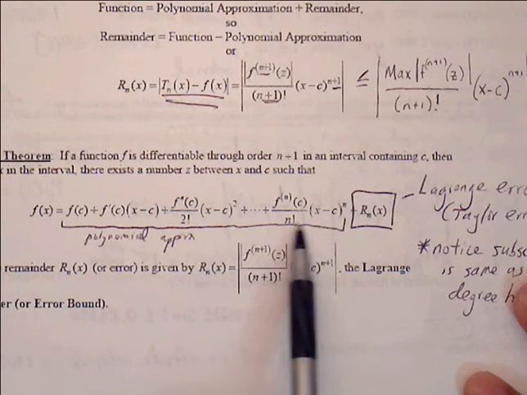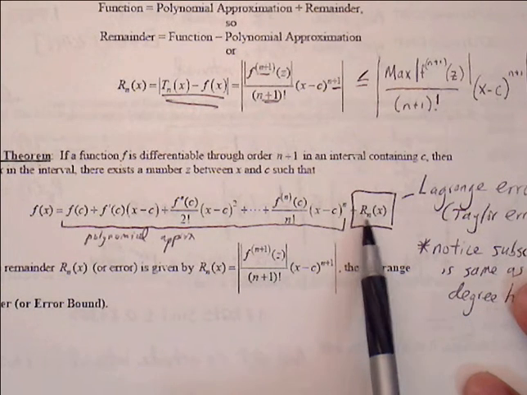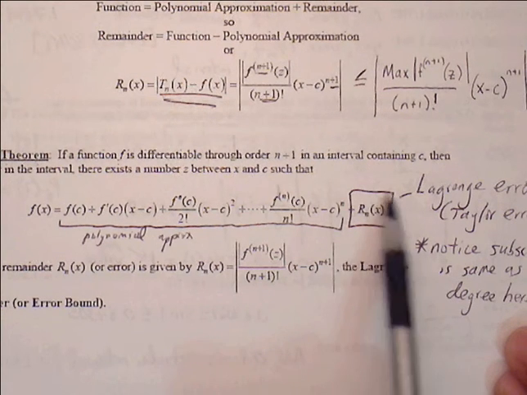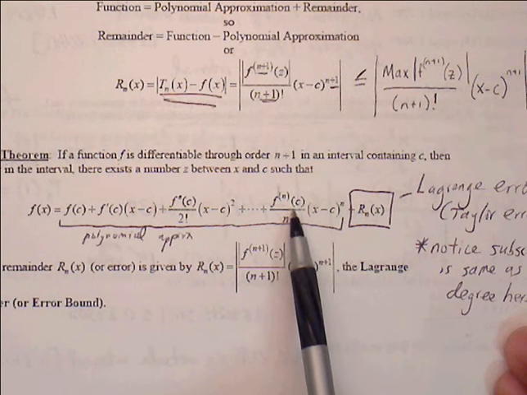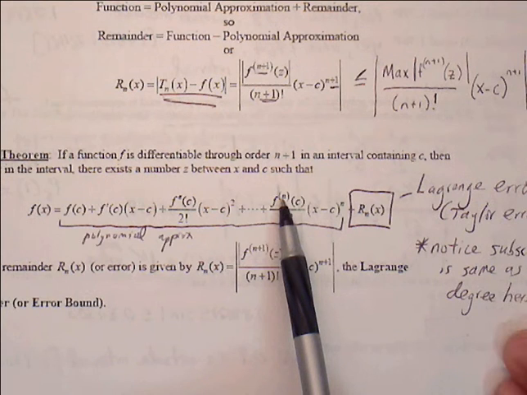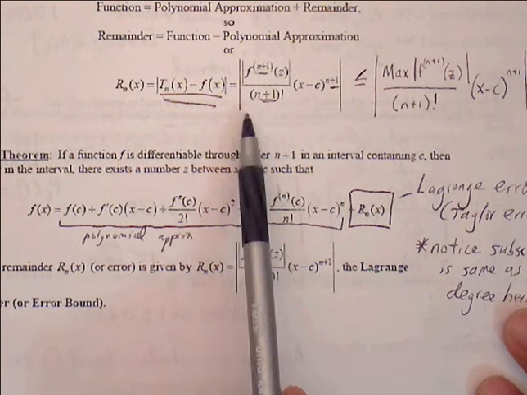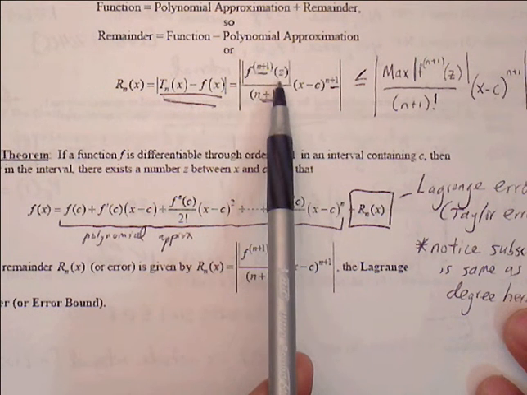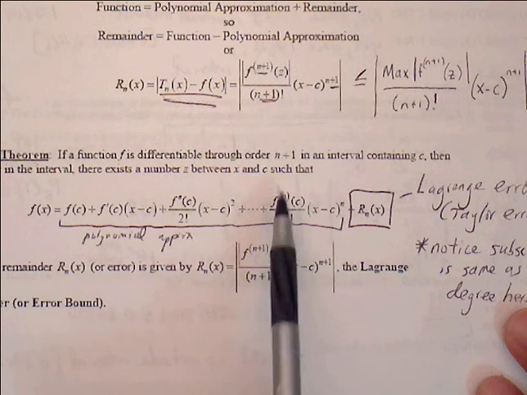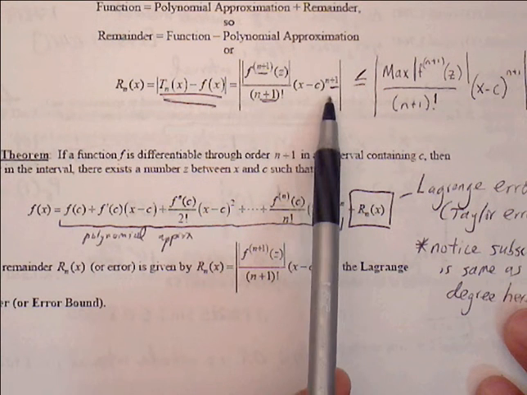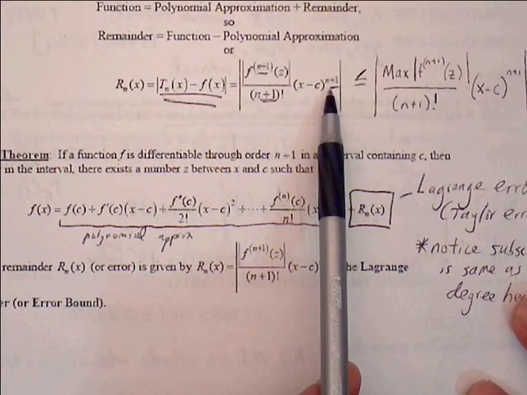So if this is the last term, then we can actually use the first unused term to represent the remainder. So the first unused term will simply be taking the n and just increasing that by 1. So if we take the first unused term, it'll be f of n plus 1 evaluated at z over, it was n factorial, but now it becomes n plus 1 factorial, x minus c, it was n, but the first unused term will be represented by n plus 1.